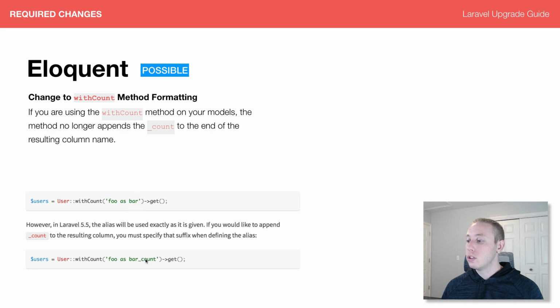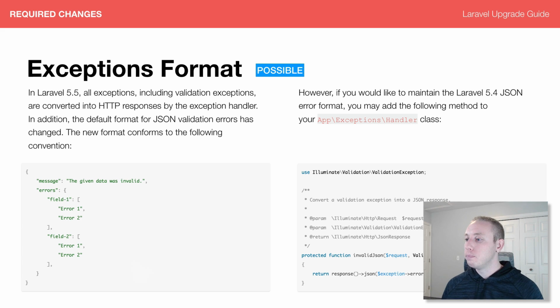This will be easier. So just make sure that way you can keep using that same method property name that you were using before. It'll just retain that. So now it'll be called bar_count. All right. So that one, I think a lot of you guys will probably use.